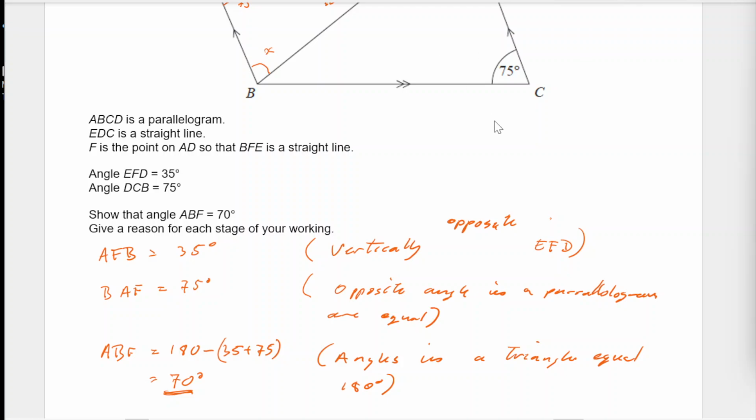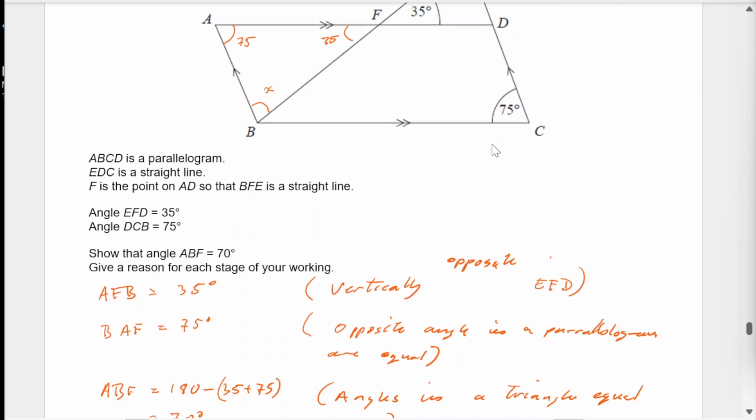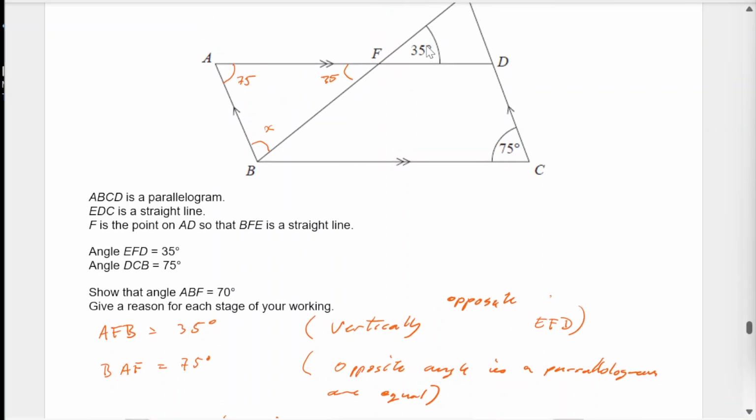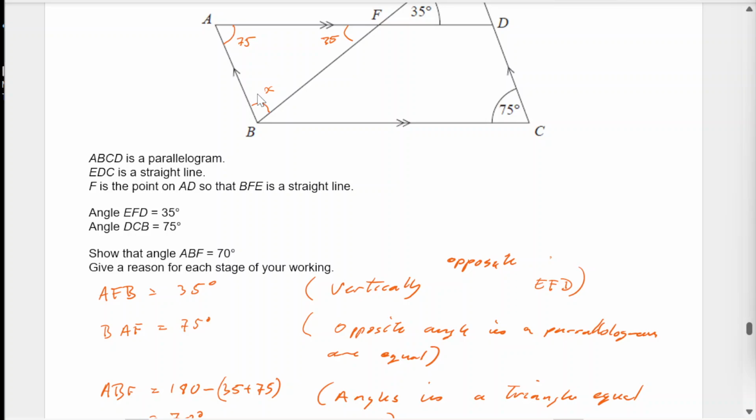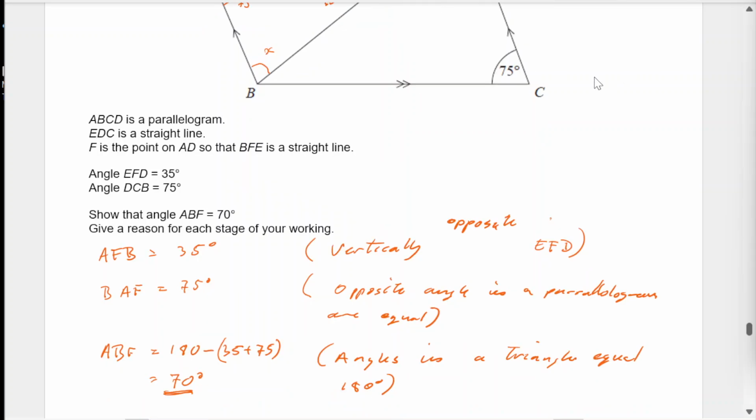So I've just realised I think I paused that video at the wrong point there. So just to recap then, we've said that angle AFB is 35 degrees because it's vertically opposite this angle here. We've said that BAF is 75 degrees because it's opposite angles within a parallelogram. And then we finally said that angles in a triangle equal 180. So my missing angle is going to be 180 minus 75 plus 35, meaning that the angle was 70 as asked to show.